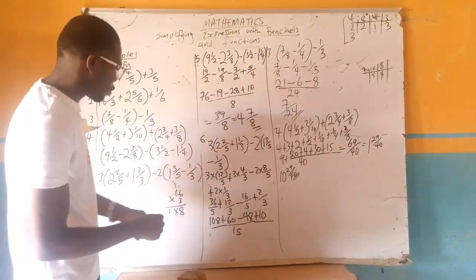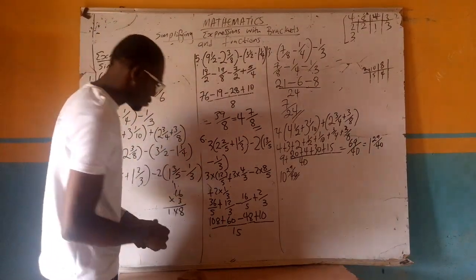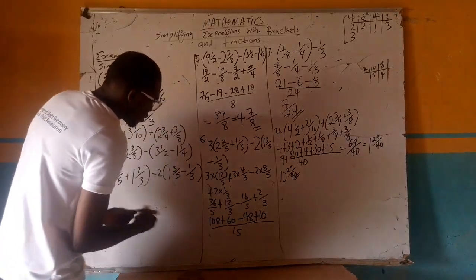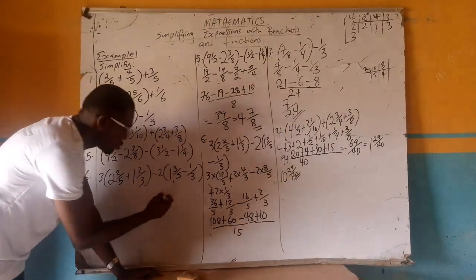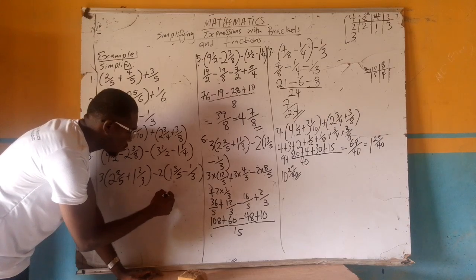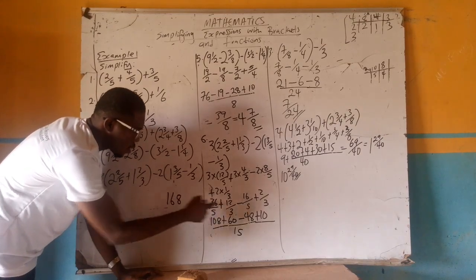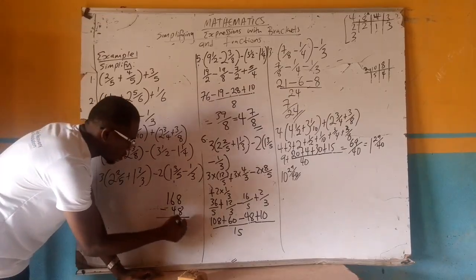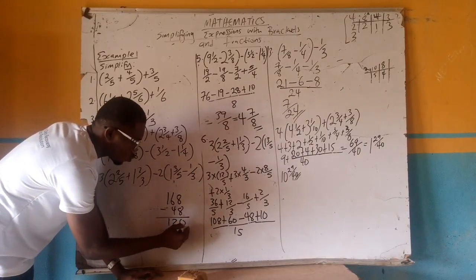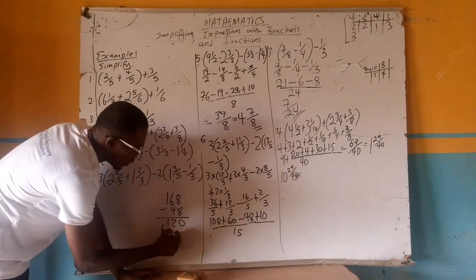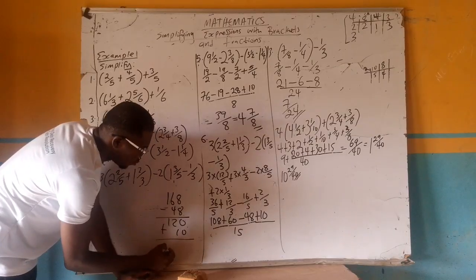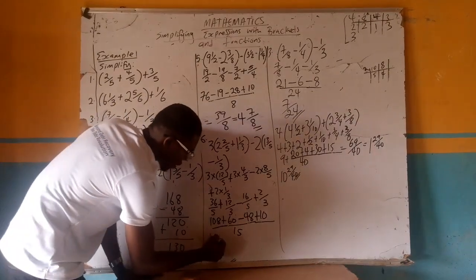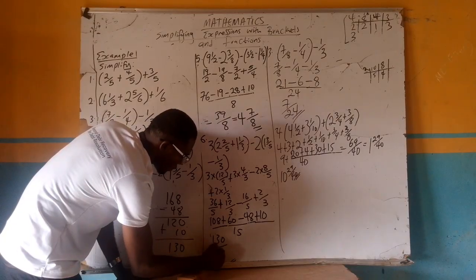So when we solve all this, we get our final answer. So we have 108 plus 60 will give us 168. 168 minus 48 will give us 120. Then we now add 10 to it. Then we now have 130. So we have 130 over 15.